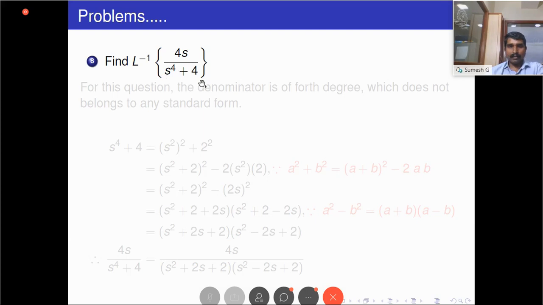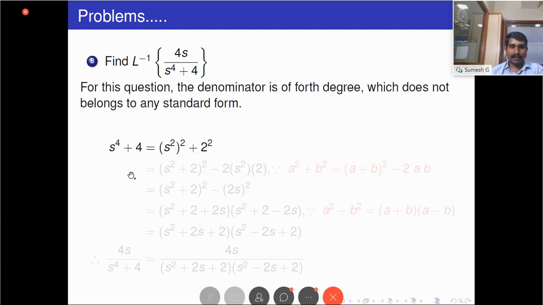So first consider the denominator. The denominator can be written as s raised to 4 plus 4 equal to s square the whole square plus 4, which can be written as 2 square. Now this is of the form a square plus b square. a square plus b square can be written as a plus b the whole square minus 2ab. Here a is s square and b is 2. This becomes s square plus 2 the whole square minus 2 into s square into 2. It reduces to s square plus 2 the whole square minus 4 s square, and 4 s square is as 2s the whole square.